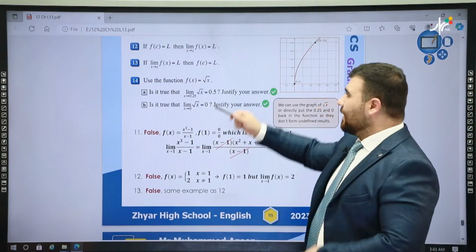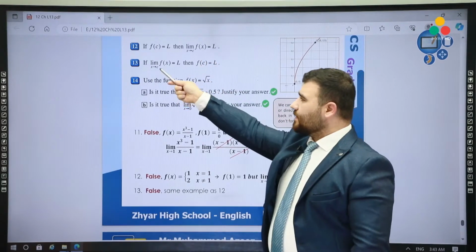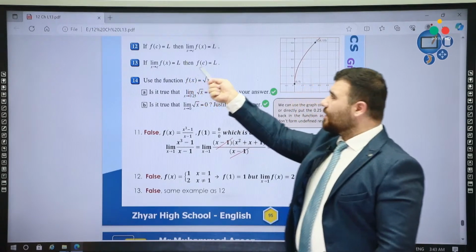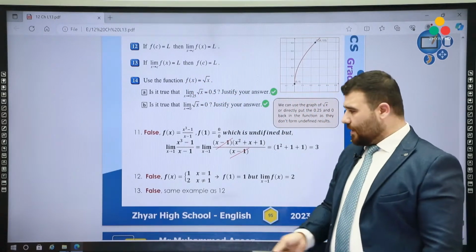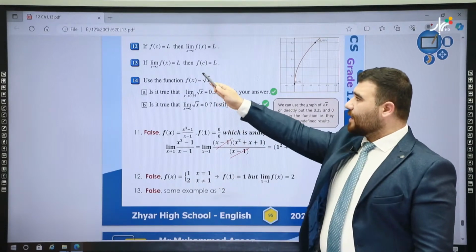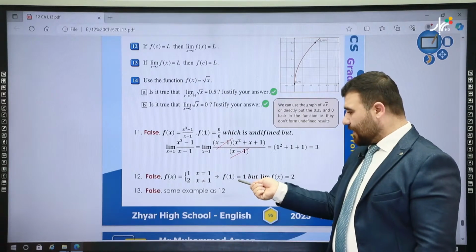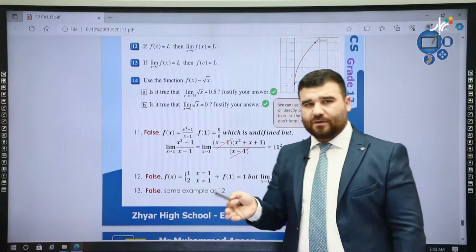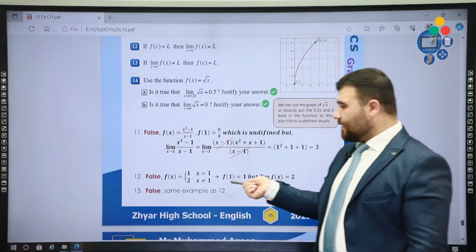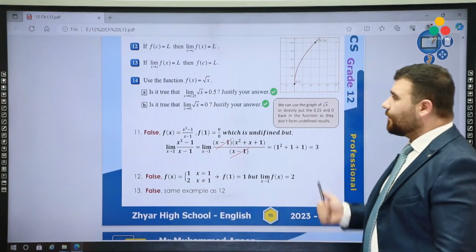Question 13, it's like question 12, but in a different order. It says if the limit exists and it's equal to a value, a number, then the function is equal to the same number. Then, using the same example of question 12, we can show that that cannot be true because we have a function that has a value, while the limit of the same function has a different value. Then we can use the same example of question 12 for question 13.